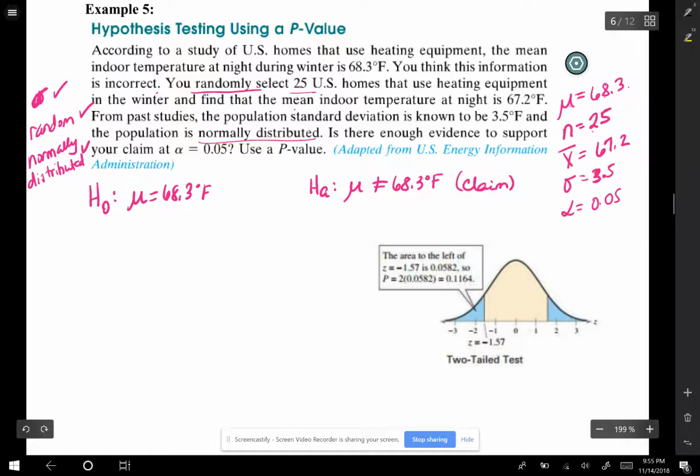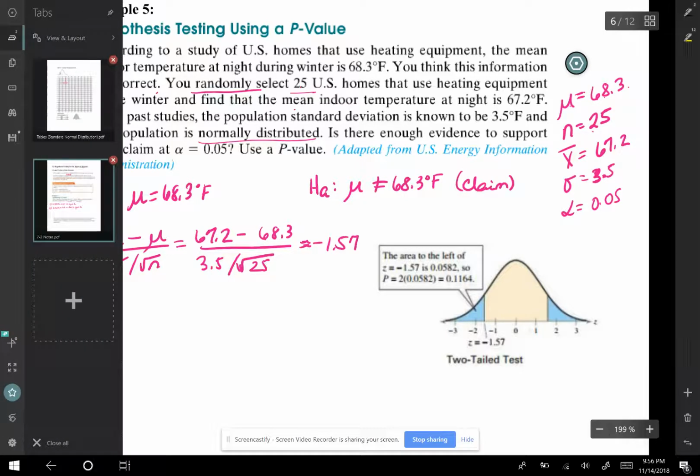And that's the claim we're making. So, of course, we've already got the level of significance. So we're going to do our z-test. Sample mean minus population mean or hypothesized mean divided by the standard deviation divided by the square root of the sample size. So I'll plug in all of our numbers that we wrote over here. And we put that all in and get approximately negative 1.57.